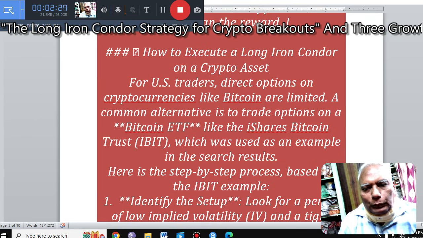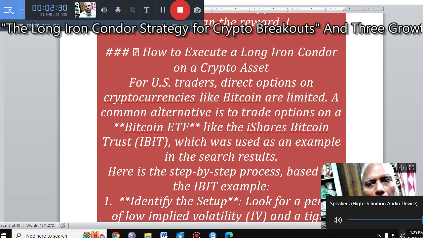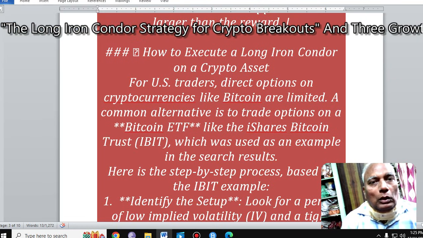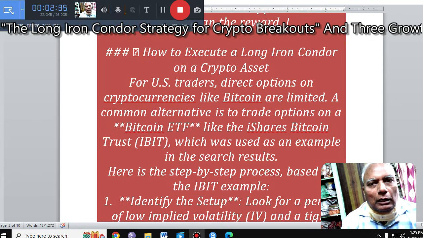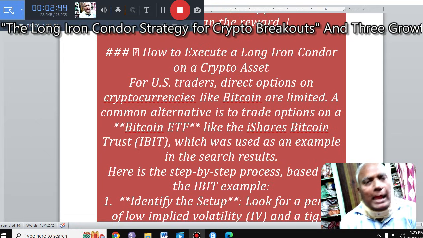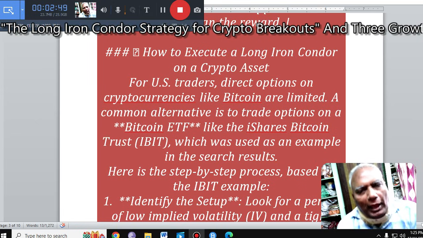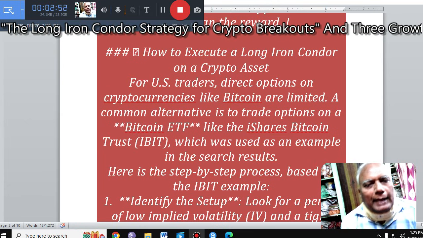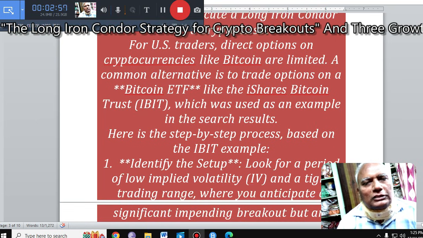How to execute a long iron condor on crypto assets for US traders. Direct options on cryptocurrencies like Bitcoin are limited. A common alternative is to trade options on a Bitcoin ETF like the iShares Bitcoin Trust, IBIT, which was used as an example in the search results. Here is the step-by-step process based on the IBIT example.